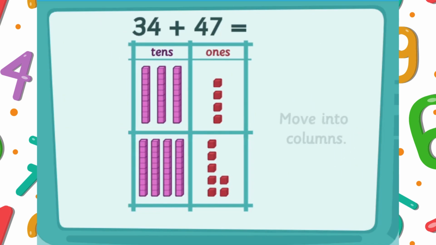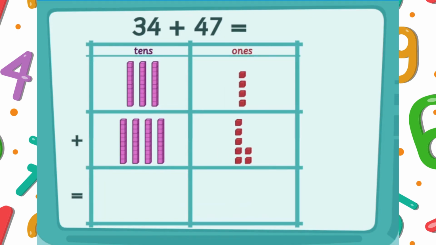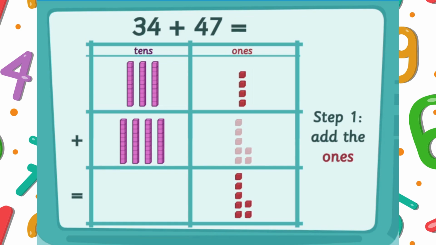Sten sets the blocks out in columns to make it easier to count them. Starting with the smallest place value, Sten counts the blocks. He counts how many ones there are in total. There are 1, 2, 3, 4, 5, 6, 7, 8, 9, 10, 11 ones.